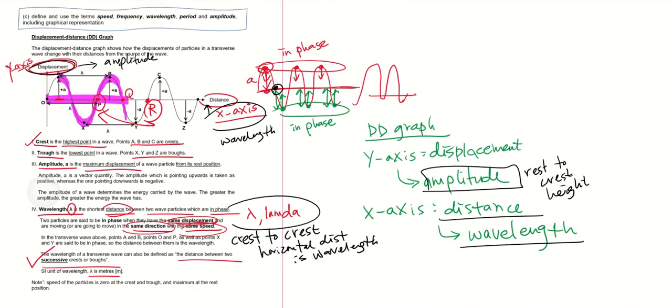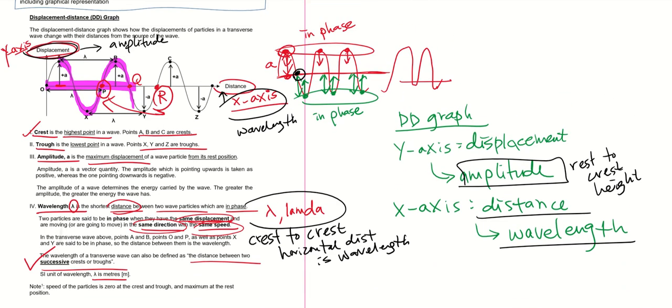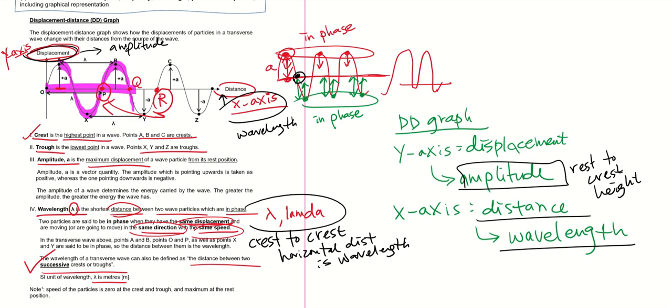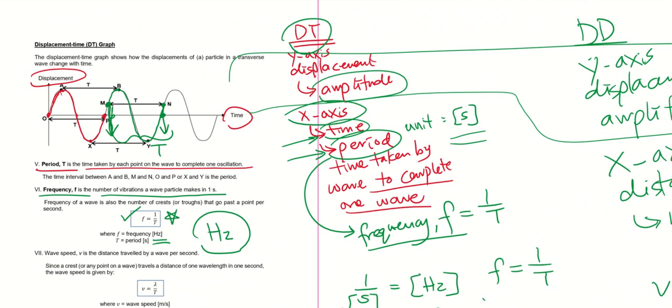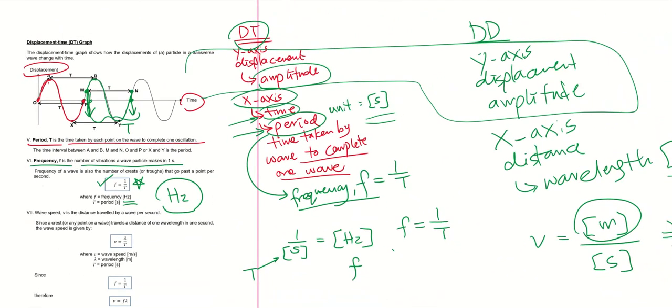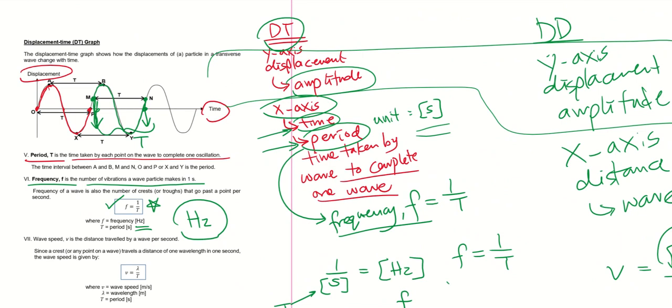I don't know whether you have heard me talking about the DD graph. Y-axis is displacement, can get amplitude. X-axis can get distance, which is the wavelength. So please watch my video 1. Now I need to go to the start of this video, which is talking about the DT graph. For the DT graph, as I've written over here, the y-axis is again displacement, so I can get amplitude.